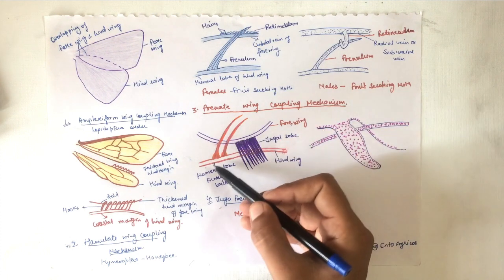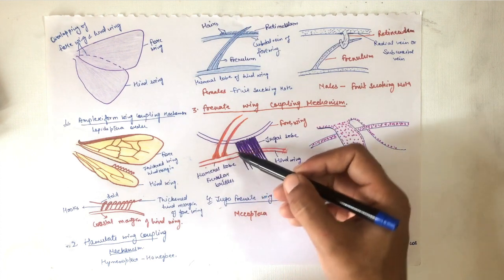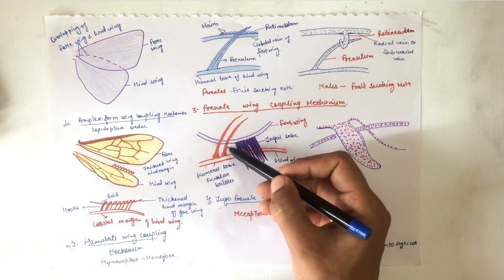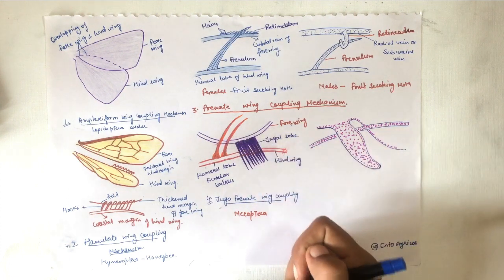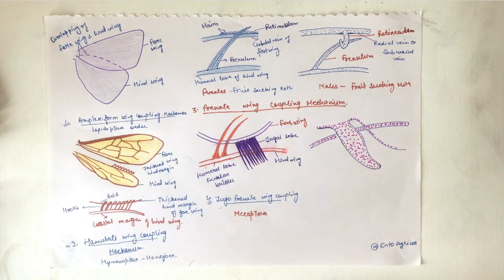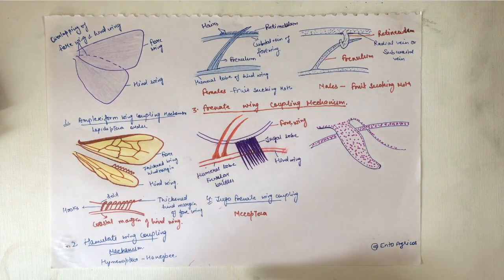While this humeral one, they press against the hind wing on the underside of the forewing. They get pressed under the forewing, and this keeps the two wings intact during flight. So this kind of wing coupling mechanism is seen in case of order Mecoptera.